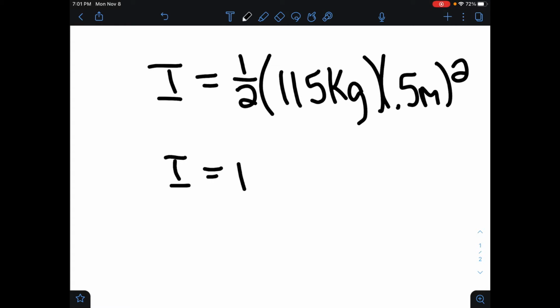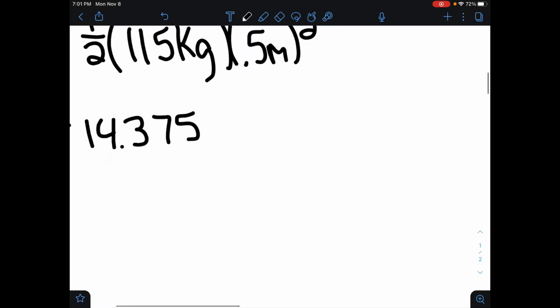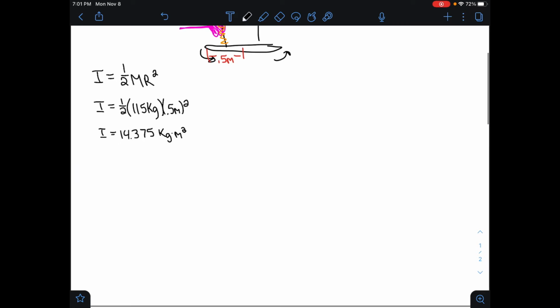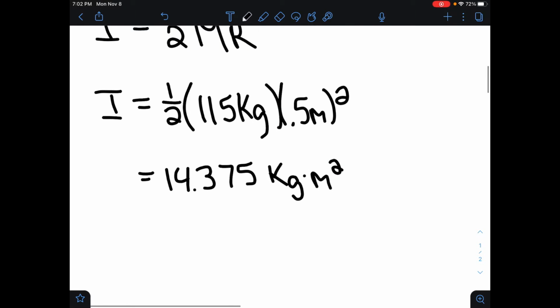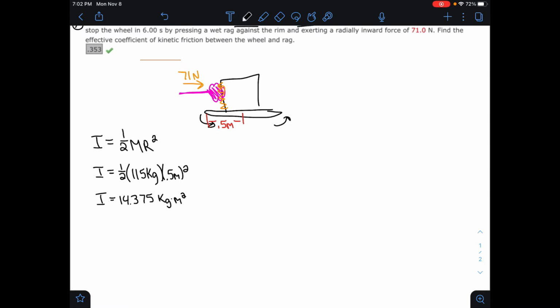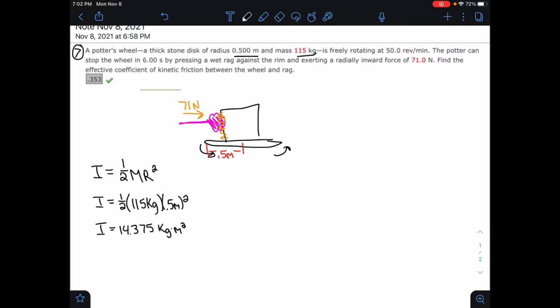about 14.3. I'm just going to extend the decimal to 3 places so we can get a more accurate answer at the end. The unit is kilograms times meters squared. So this is our I. The reason we need this I is that it's valuable for torque, and the torque is going to be valuable to find the actual amount of force being applied, meaning this 71 newtons times the coefficient of friction is the force that's actually applied, which caused it to take 6 seconds for the whole thing to slow down.